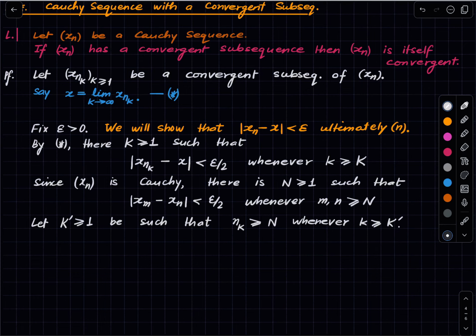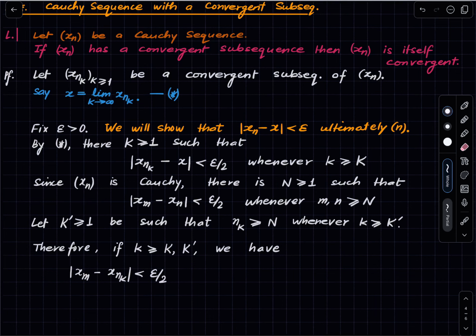And thus, if k is at least both K and K prime, we have that x_m minus x_{n_k} is less than epsilon by 2, and so I would write this whenever m is at least capital N.